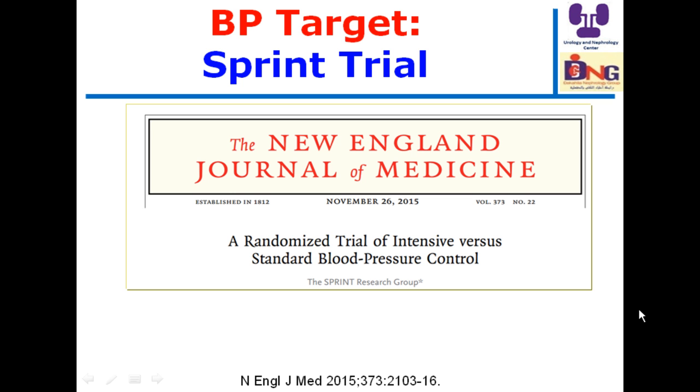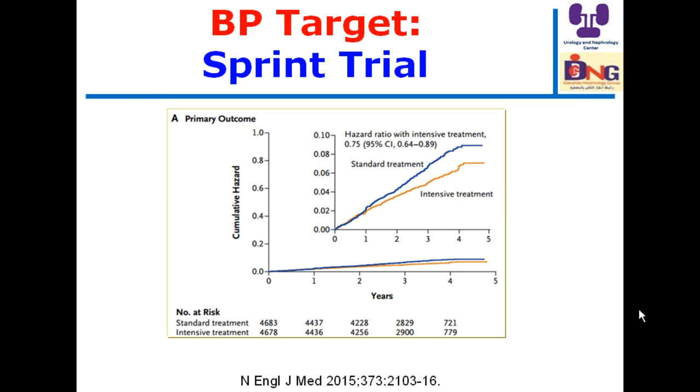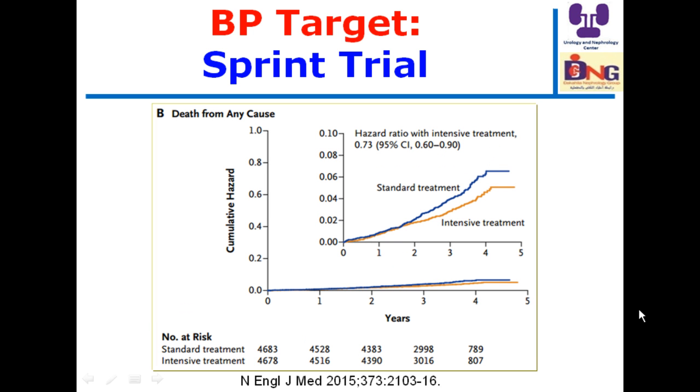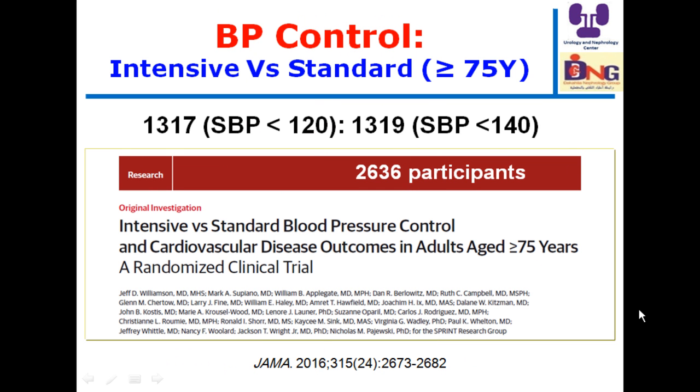So it opened the horizon for the goal of intensive treatment for hypertension because of its beneficial effects. And there is another study; I'll go just after 2 slides to conclude the section on intensive blood pressure. This is in elderly persons. This is a section from SPRINT showing 2,636 older adults above 75 years who were randomized to intensive treatment, systolic blood pressure less than 120, or standard treatment, less than 140, in 1,319 cases.